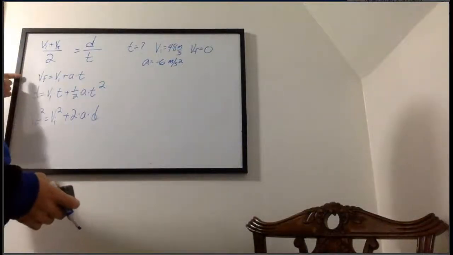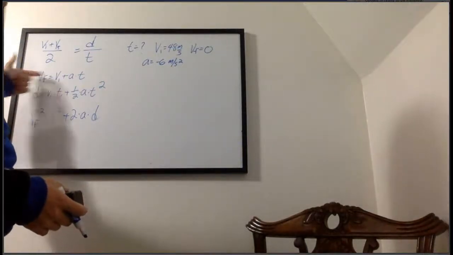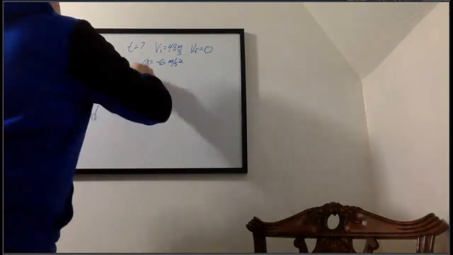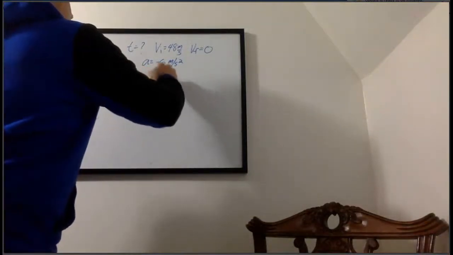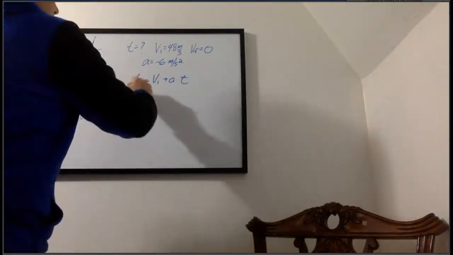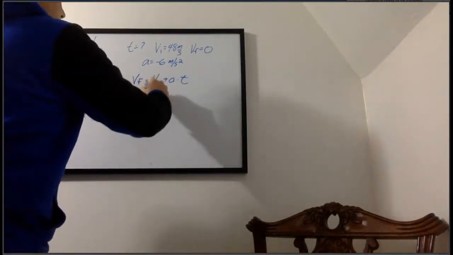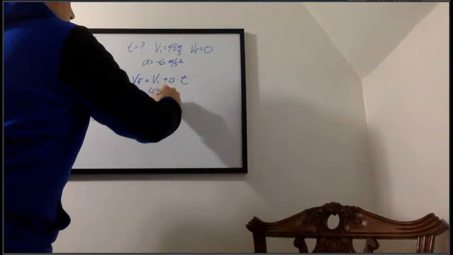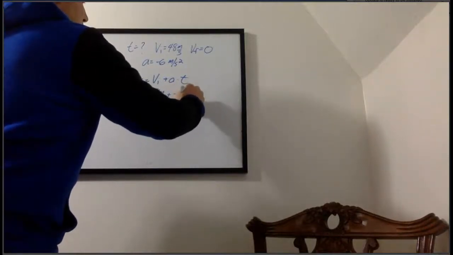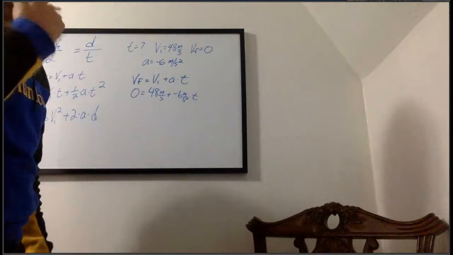All right, so that means we're going to go with this equation right here. Notice there's no D in this equation. It all works out. So VF equals VI plus AT. VF, which is 0, equals VI, which is 48 meters per second, plus A, which is -6 meters per second squared, times T.